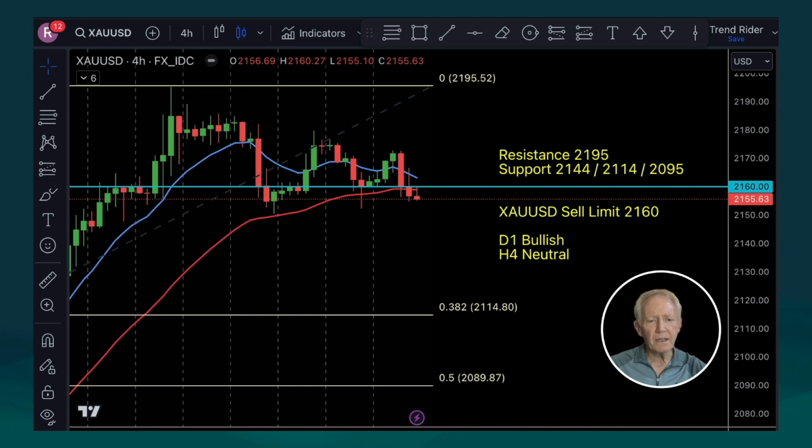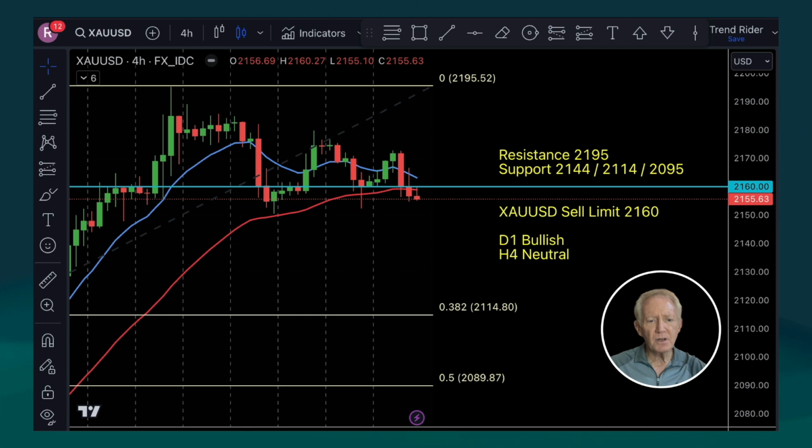It looks like gold is turning bearish and going to retrace to lower prices. Yes, it's still bullish on the day chart, but it is neutral on the 4-hour chart. And when we see something turning neutral on the 4-hour chart, it usually means a change in direction. So I'm expecting to see lower prices for gold in the upcoming weeks, at the end of March and perhaps into April. So for the time being, a sell limit, yes, a sell limit on gold at 2160.